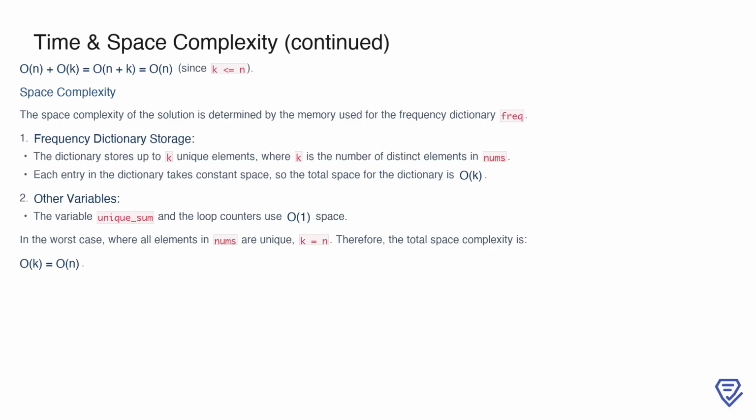Now, let's assess the space complexity of the solution. The primary contributor to space usage is the frequency dictionary, which stores up to k unique elements, where k is the number of distinct elements in nums. Since each dictionary entry uses constant space, the total space required for the dictionary is O(k). Additionally, we use a few scalar variables like unique_sum and loop counters, which require negligible space, or O(1). In the worst-case scenario, where every element in nums is unique, k equals n, and thus the space complexity is O(k), which simplifies to O(n). This gives us a space complexity that scales linearly with the size of the input.